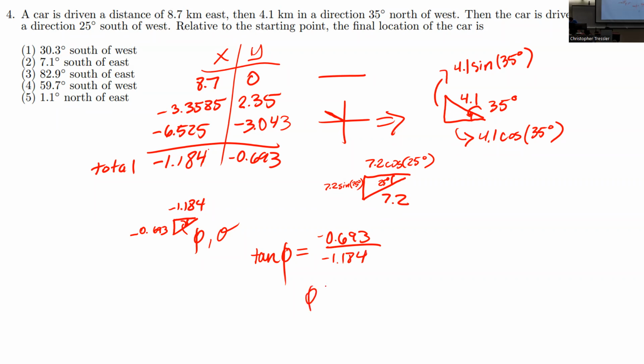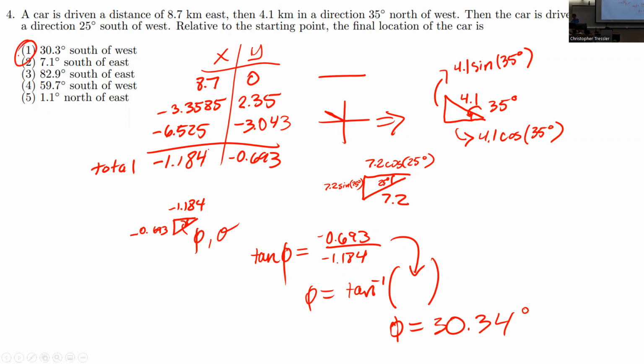And we're going to get that phi is going to be the inverse tangent of this number right here. If I do that real quick on my calculator, I got 30.34 degrees. So obviously, once again, this lines up with our number one right there.